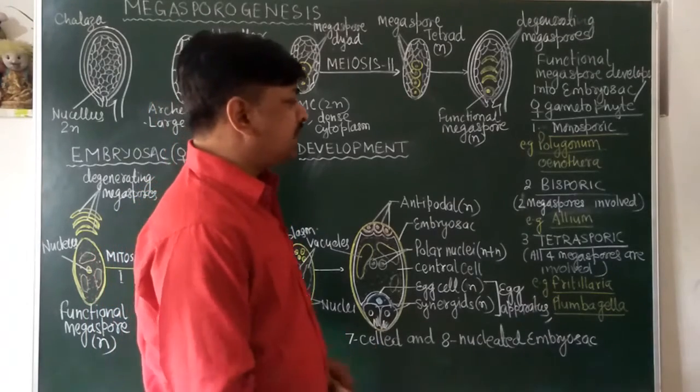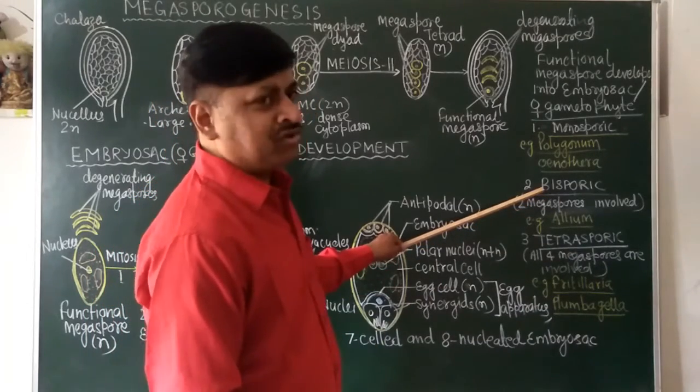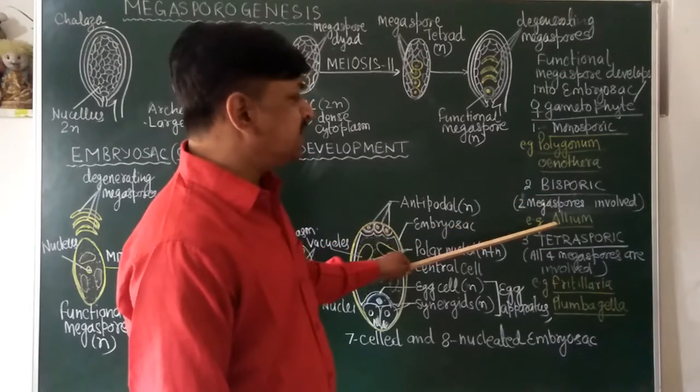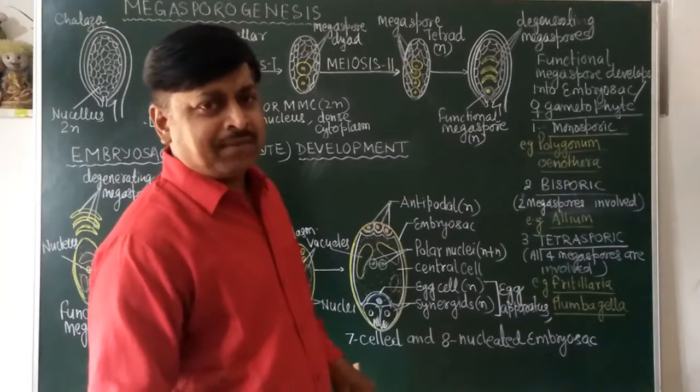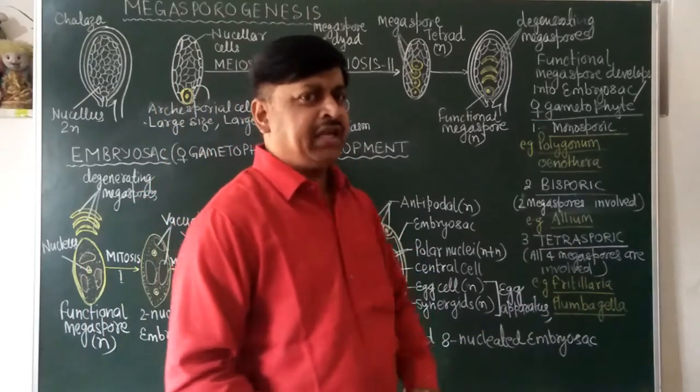उसके बाद अगर 2 megaspores out of these 4 are involved, such a development is called as, or the embryo sac is called as the bisporic embryo sac. The best example is the allium. Clear? यानी bisporic embryo sac development में 2 megaspores are involved.